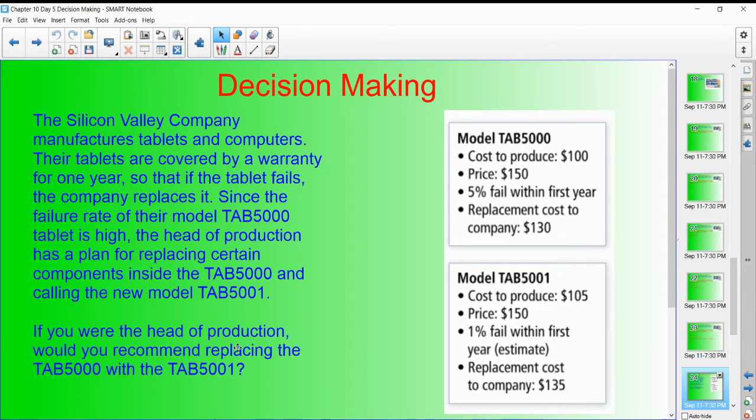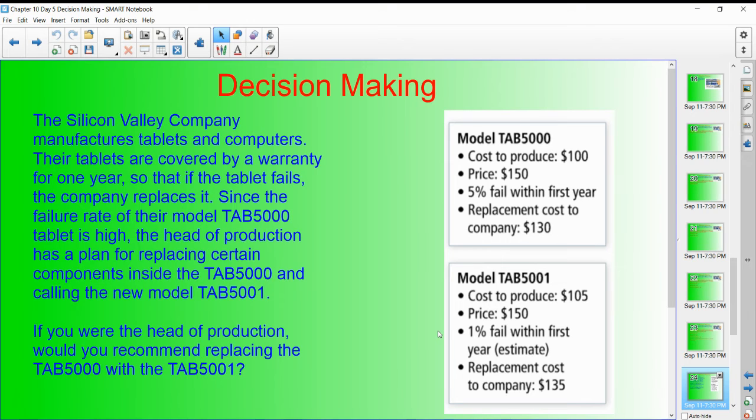Now, technology also deals with probability all of the time. Companies are willing to sell products and give warranties and replace them as long as they only have to replace a certain amount of products. So here we have 2 different tablets. This first one has a high failure rate, but it's a little cheaper to produce and cheaper to replace. The second one costs a little bit more to produce and replace, but it's got a much lower failure rate.